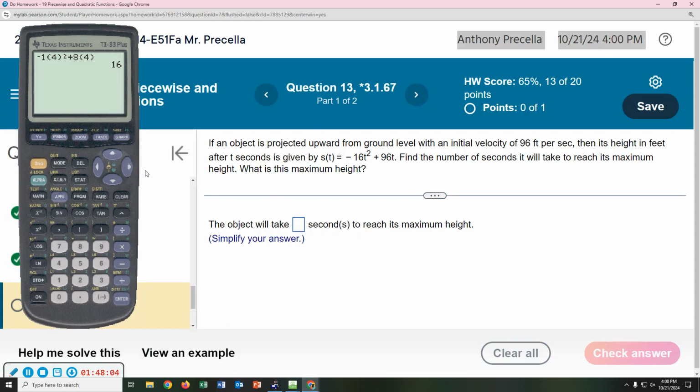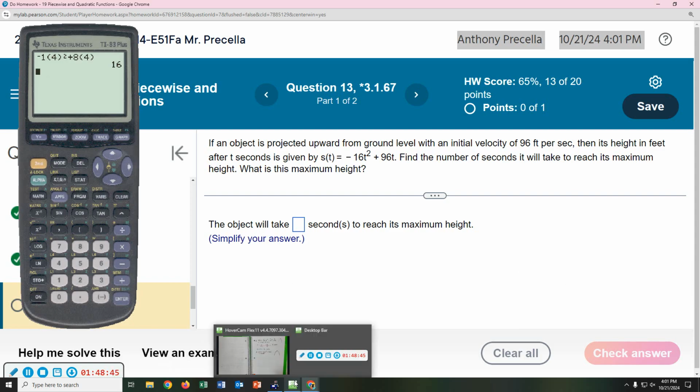Okay, so they're using a different variable. t is taking the place of x, and it says t seconds. And then the height, s of t, is equal to negative 16t squared plus 96t. Oh, okay, good, it's in standard form. Find the number of seconds it will take to reach its maximum. That's exactly what we expected. We expected it to be asking for a maximum because this is opening downward. I guess if it asks what's the minimum, well, 0 feet, if you're throwing it from ground level.